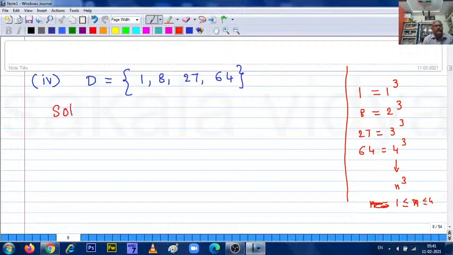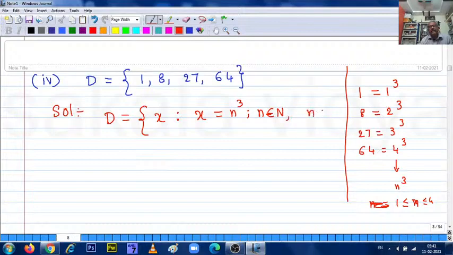So solution: D equals x such that x equals n cube and n is a natural number. You need to read this as n belongs to N, and also you can write n less than 5, because n is a natural number. Like this you can also mention n less than 5.